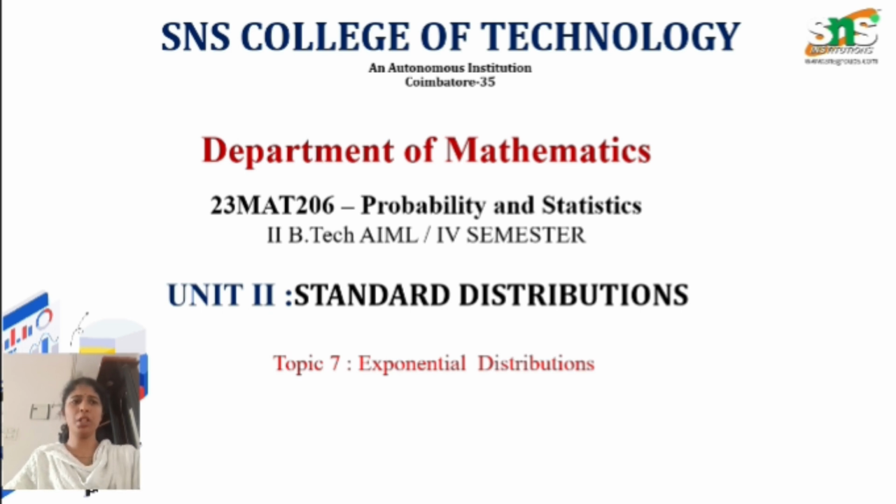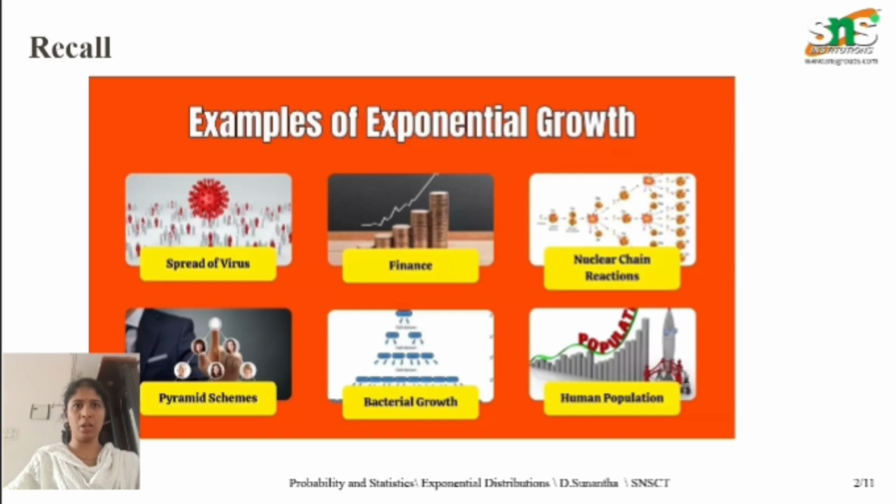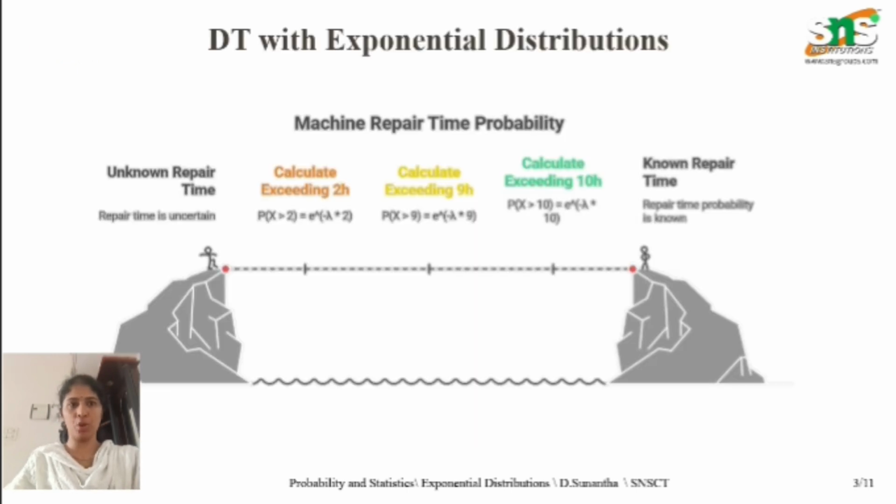So, the exponential distribution is a continuous probability distribution. It describes the probability distribution of waiting time until the next event occurs. The important parameter is lambda, called the rate parameter. A higher value of lambda indicates events occur more frequently. In real life, the spreading of a virus, finances, nuclear chain reactions, pyramid schemes, bacterial growth and human population are examples of exponential growth.